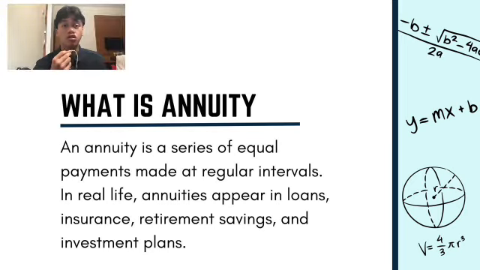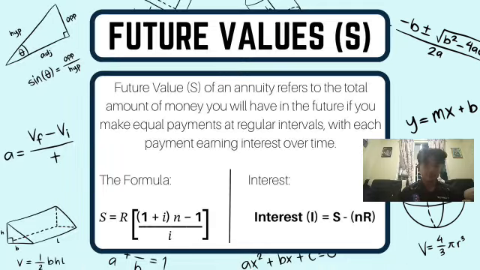So, what is an annuity? An annuity is a series of equal payments made at regular intervals. In real life, annuities appear in loans, insurance, retirement savings, and investment plans. Okay, moving on to future value. Future value, or S, is the total amount you will have in the future after making equal monthly payments. Each payment earns interest over time.